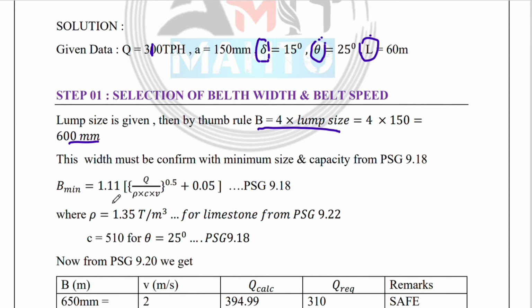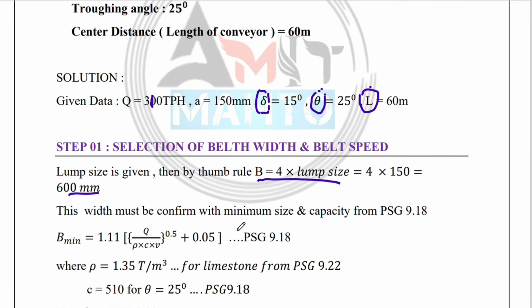Next, this width must be confirmed with minimum size and capacity from PSG data book 9.18. Now we got the width, the belt width which is 600 mm. We have to confirm this width with minimum size and capacity from data book PSG page number 9.18.